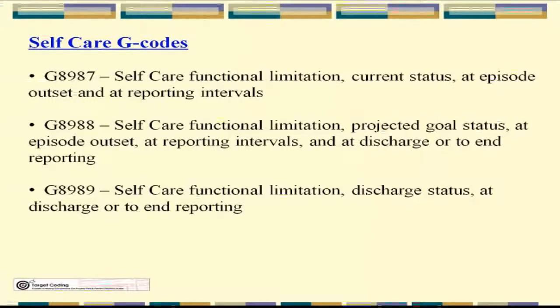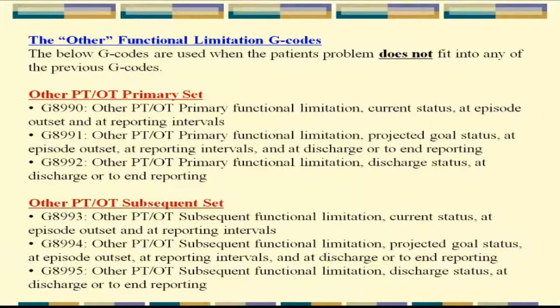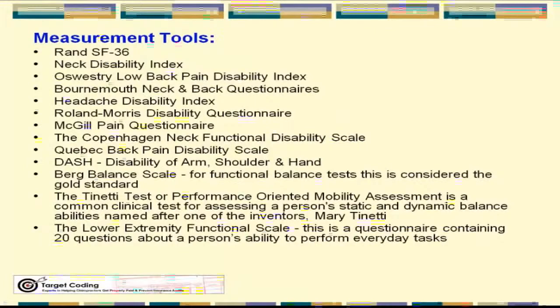examples. Now, there are other functional limitation codes. You're going to use these when the patient's problem doesn't fit into any of the previous codes that I went through. I think it's rare, but if that happens, you'd have to use these: G8990, G8991, G8992, G8993, G8994, and G8995. Again, if the patient's functional limitation did not fit into any of the things that we went through in those four major categories. Now, the tools you're going to use, these are the best tools.